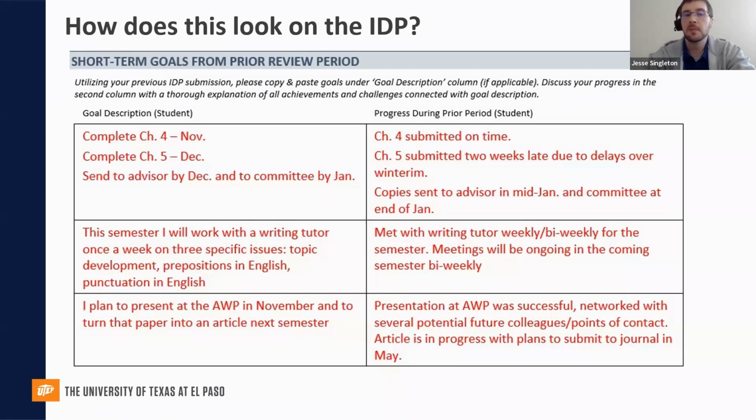And so they met with them weekly and bi-weekly, and in their plan moving forward, maybe only the bi-weekly meeting is necessary. It shows the reflective piece of where they set their goal and then reevaluated what their time commitments were and what they needed. And then noting the success of submitting their article.